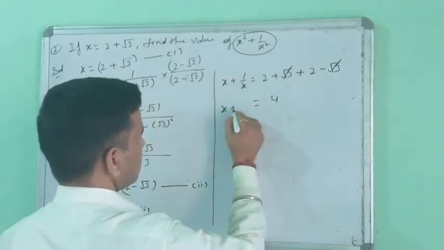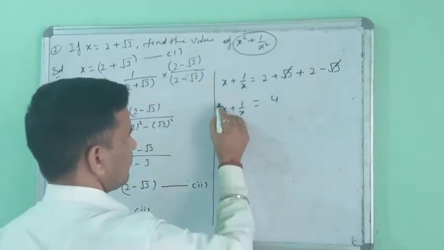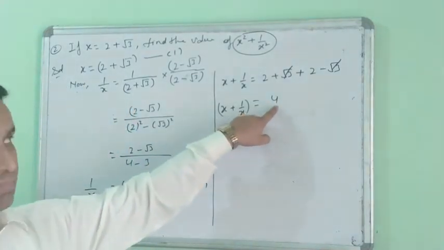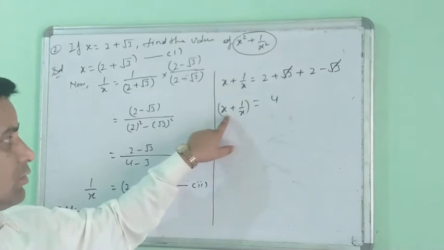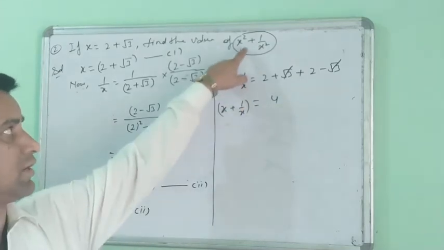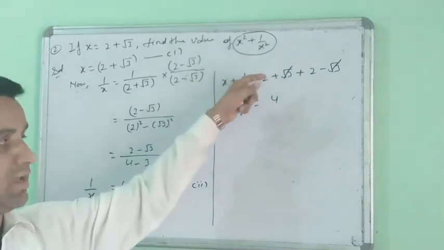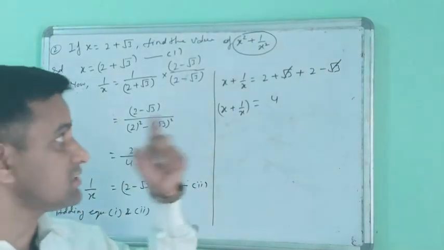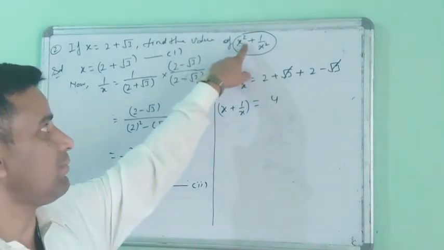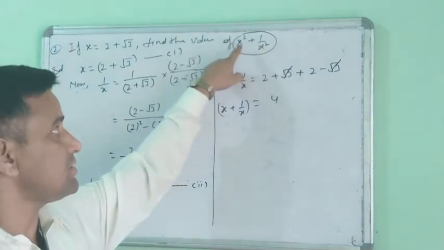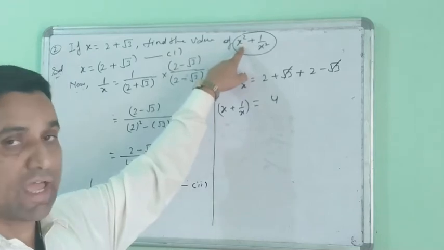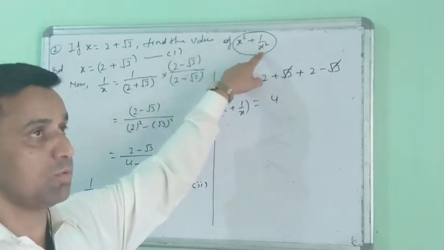Means you are getting the value x plus 1 upon x equal to 4. But you have the value of x plus 1 upon x, not the value of x square plus 1 upon x square. So how to find this value here? This is the important thing. Sometimes you write x square plus 1 upon x square, sometimes x cube plus 1 upon x cube, sometimes x4 plus 1 upon x4.